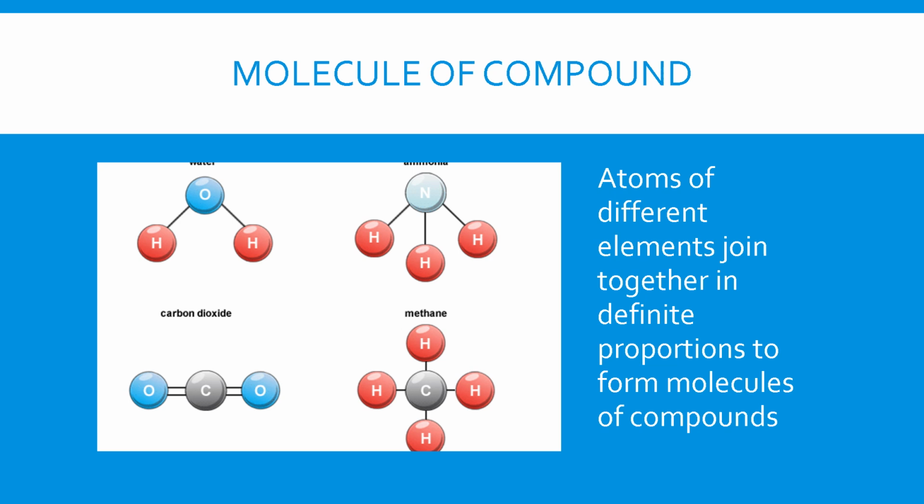For example, when we talk about water, in water, 2 hydrogen atoms combine with 1 oxygen atom. The ratio of hydrogen to oxygen atoms is always 2:1. When we are talking about methane, 1 carbon reacts with 4 hydrogen atoms. The ratio of carbon to hydrogen is always 1:4. Like that.